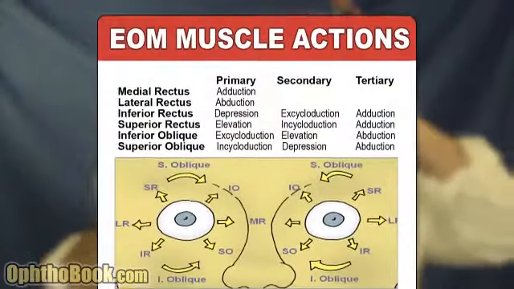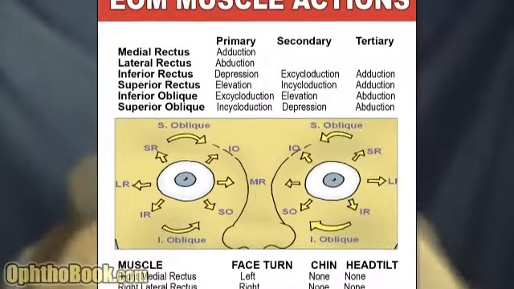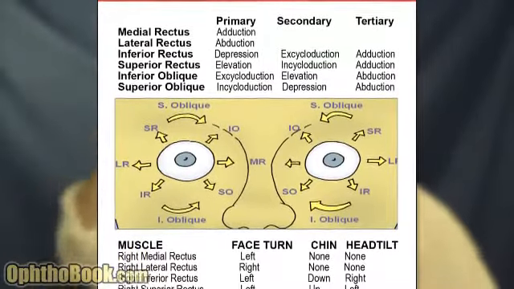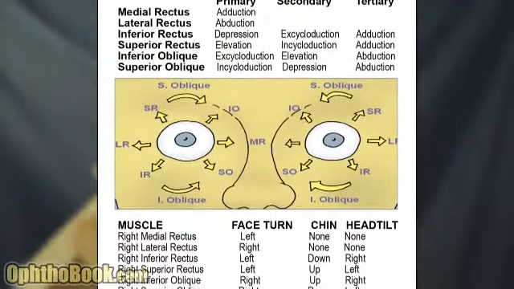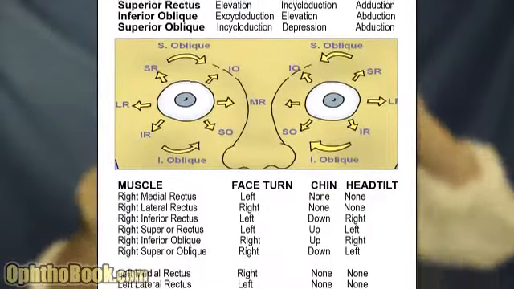In fact, I remember as a student, I would walk around the hospital and I would have this little handy chart that I kept in my pocket that had a listing of all of these different muscles and exactly what they did. The superior rectus, what was the vertical, what was the horizontal, what was the torsional component. If you tilted the head, what happened to each of those muscles. Face turns, chin ups, head tilts.